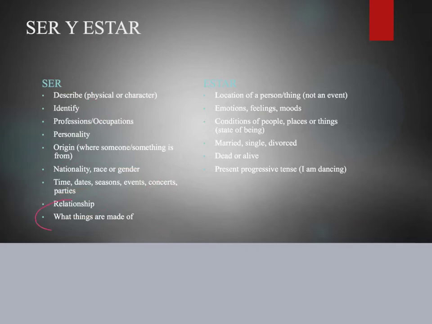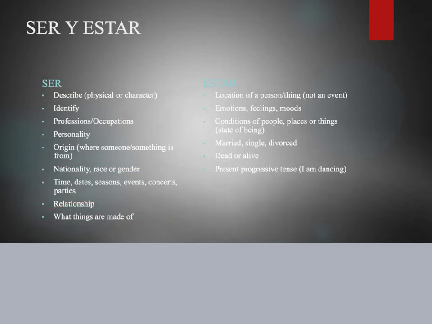And finally, we can use it to say what things are made of, so identifying what it might be made of. So I could say, la casa es de madera, wood. So it's a wooden house, okay? There is a phrase, however, that might say, está hecho de or hecha de. In that case, you would use estar, but this is a specific phrase. It's made of. And then you would put the thing it's made of there. But for the most part, we're going to use ser to describe what things are made of.